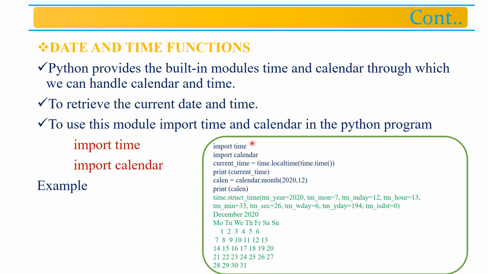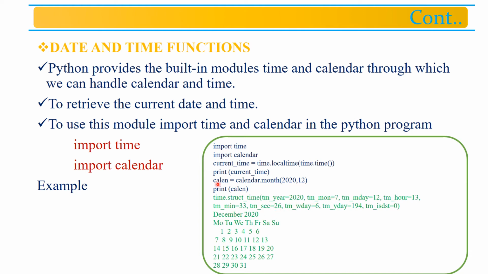So now I have imported both time and calendar. Now I am going to retrieve the current time. That is time.localtime(time.time()). If I print the time, it will display an output like this: the year 2020, today is a Monday, and the hour, minutes, seconds. So likewise it will display this.